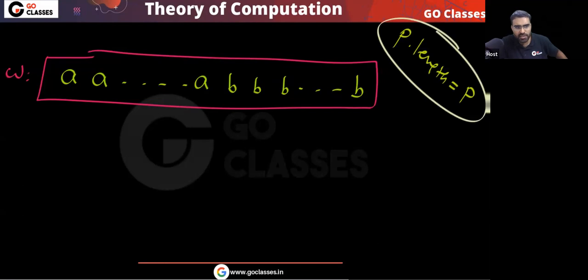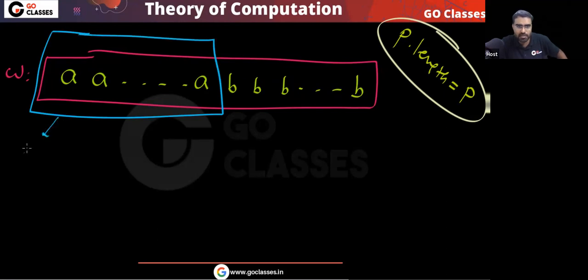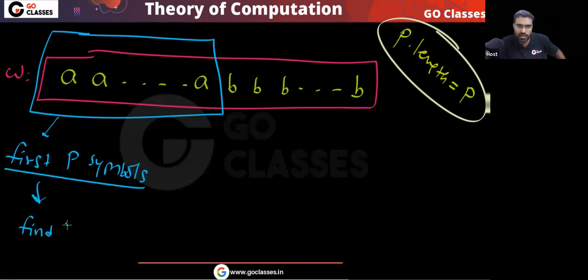In which area will you find the y? In the first P symbols. These are the first P symbols. In these first P symbols, you will find y. But something interesting will happen. If I take y equal to this and I repeat it 0 times, in the resulting string, how many a's will be there?